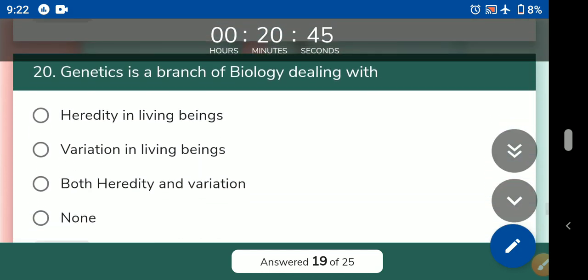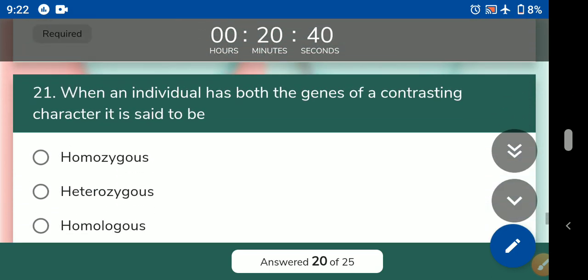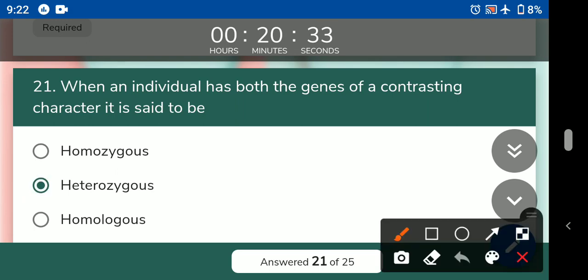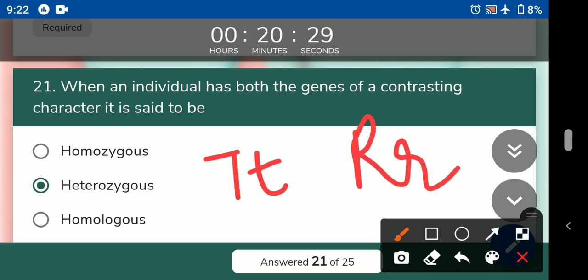Genetics is a branch of biology dealing with both heredity and variation. When an individual has both the genes of a contrasting character, it is said to be heterozygous. This is a heterozygous condition.